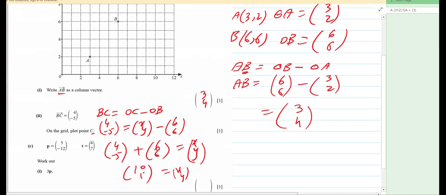So if this is XY, it means the point will be 10, 1. Where is 10, 1? X is 10, Y is 1. Here will be the point C. Okay.